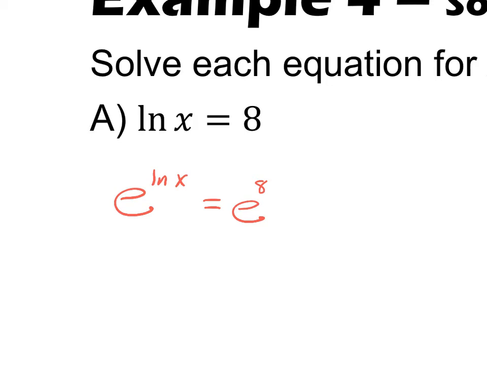Now that I have e, big e, and a little ln, what happens to those two things? They cancel out. So x equals, guys, what is e to the 8th power in your calculator? 2980. Hold on one sec. What's e to the 8th power? Put it in your calculator. e to the 8th. What are y'all getting?